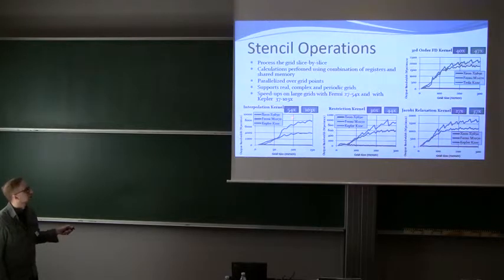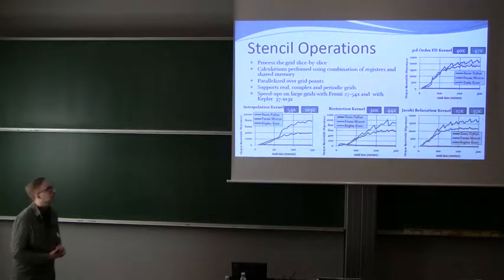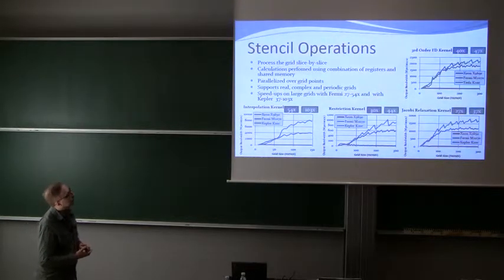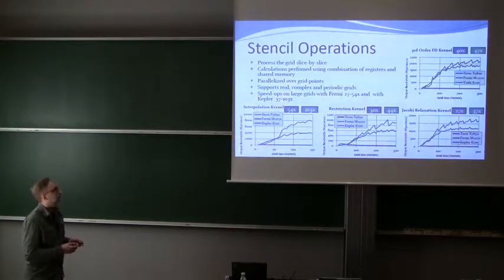So here, the lowest curve is using an Intel Xeon CPU, then there's the Fermi GPU card and a new Kepler GPU card. As you can see, the speedups are really large, something like over 30 times with Fermi and something like over 40 times with Kepler, depending on the kernel and the grid size.